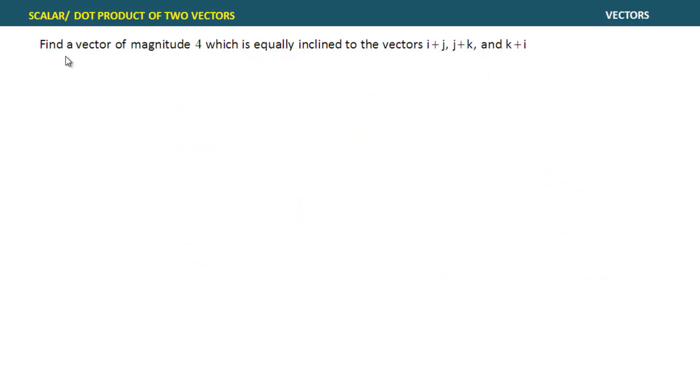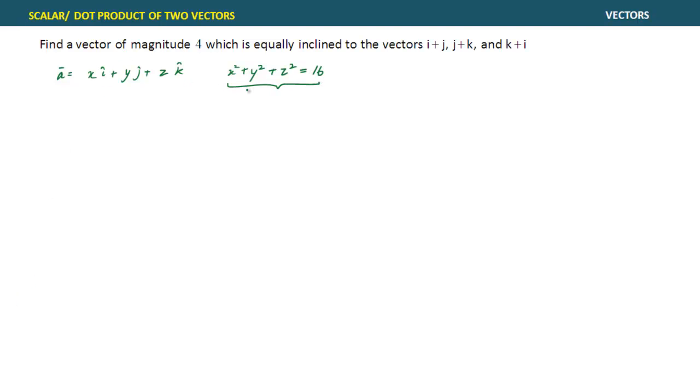Now let's take another problem. It says, find a vector of magnitude 4 which is equally inclined to the vectors i plus j, j plus k and k plus i. So these are the three vectors which are given to you. You want to find a vector of magnitude 4. So first of all, let's take a vector which is given by x i cap plus y j cap plus z k cap. Since the magnitude is given, I can say x square plus y square plus z square is equal to 16. This is also known to me now.